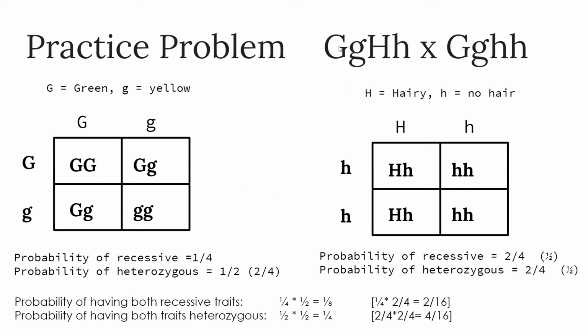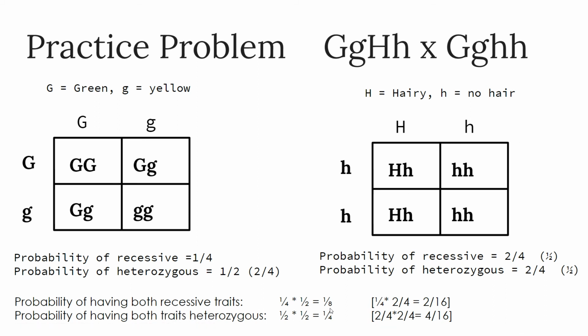I have two parents that I'm crossing for the traits of body color, green or yellow, and hair or no hair. So notice my independent Punnett squares for each trait. And then I figure out the probabilities of each individual trait. So over here, the probability of being recessive or yellow is 1 out of 4. Over here, the probability of being recessive is 2 out of 4, but I can reduce that to 1/2. So to find the probability of them both together, I multiply 1/4 by 1/2, and I get 1 out of 8 would have both the yellow color and no hair, both recessive traits.